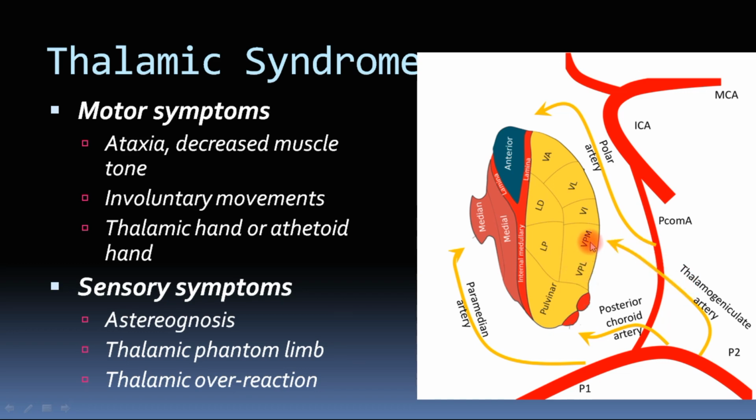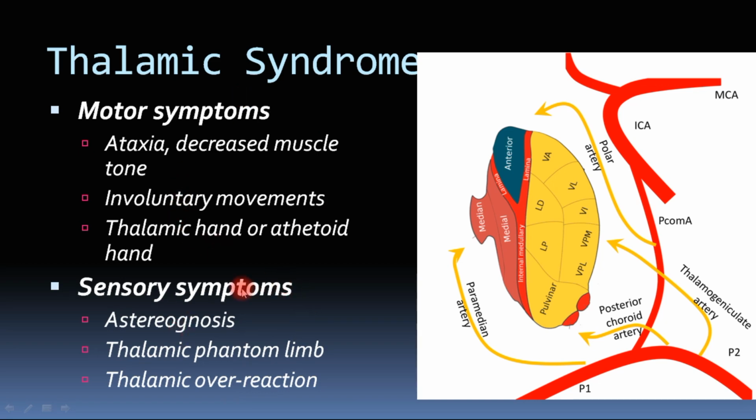ventroposterolateral and ventroposteromedial nuclei. If you remember, these nuclei are responsible for the various sensations, that is pain, fine touch and other sensations. That is why the symptoms of thalamic syndrome will majorly include sensory symptoms, and if the damage is to the motor area, it will also include motor symptoms.